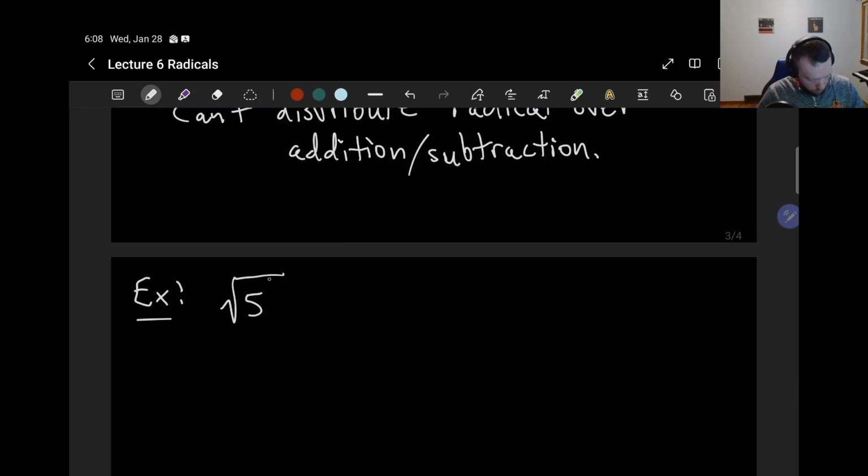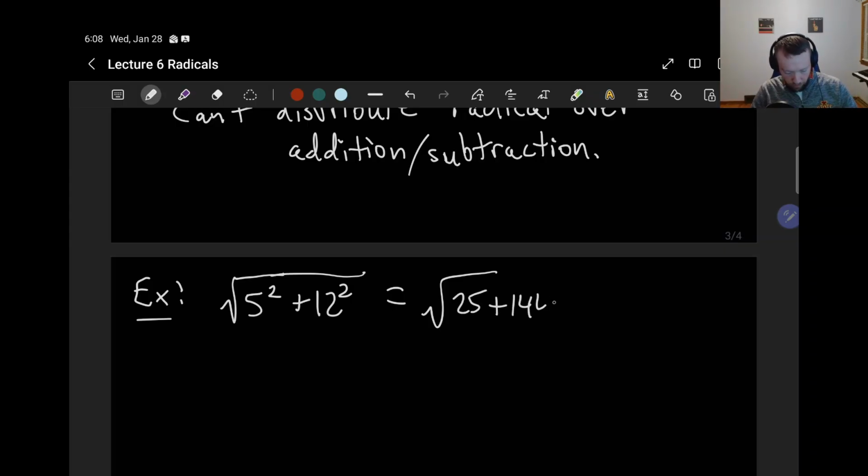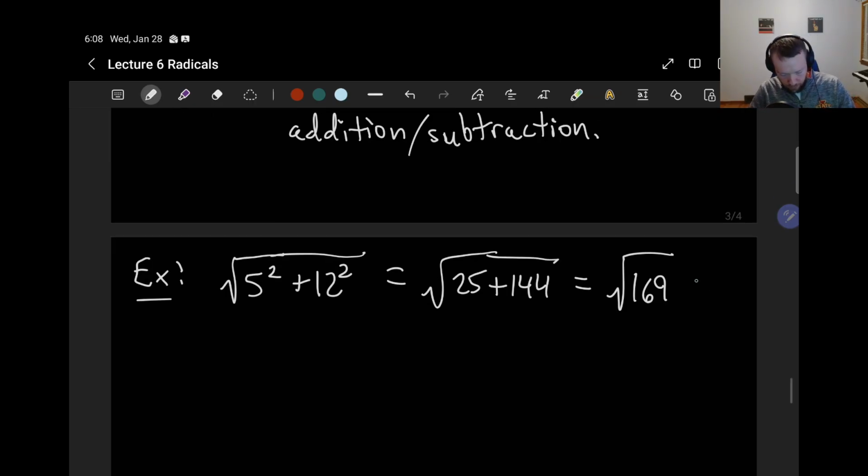Let's take the square root of 5 squared plus 12 squared. First, I'm going to solve this normally the right way by calculating that part inside the square root. We have a 25 plus 144 in there. So that's the square root of 169 when you add those together. So this is all perfectly legitimate, what I'm doing. And 169 has a nice square root of 13.